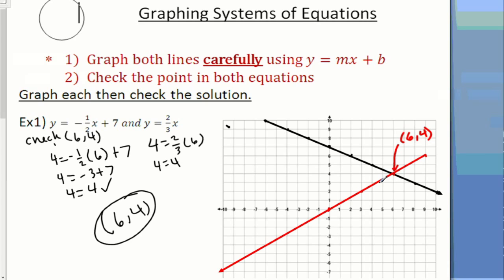We're going to spend the rest of the chapter learning other ways of doing it, but this way always works, and you can always fall back on it if you need to. It sometimes is a little bit harder to do because if you can't read exactly where that point is, it gets a little bit harder. But most of the time, if you just graph them, you could figure out where they crossed. All right? Good luck with this.